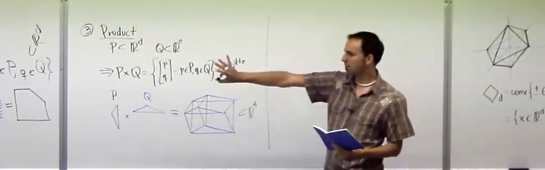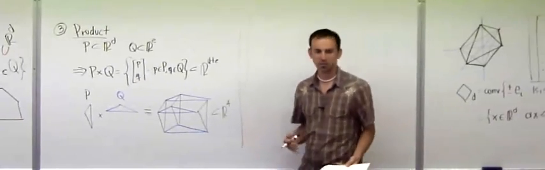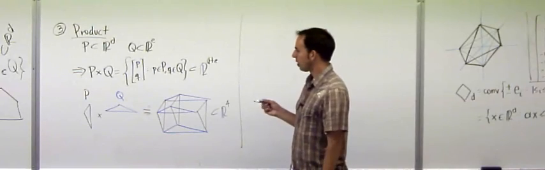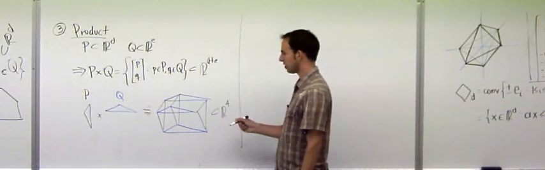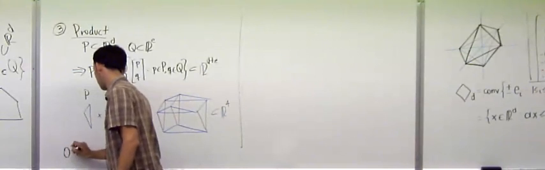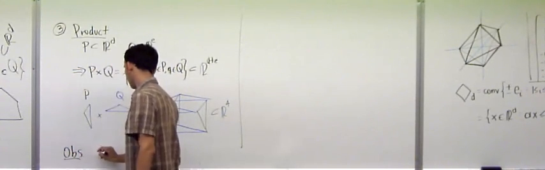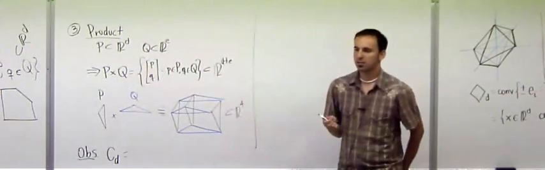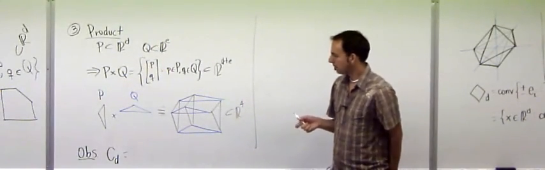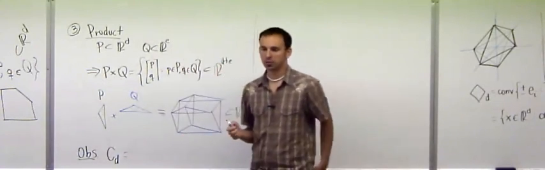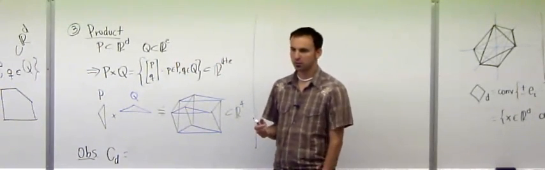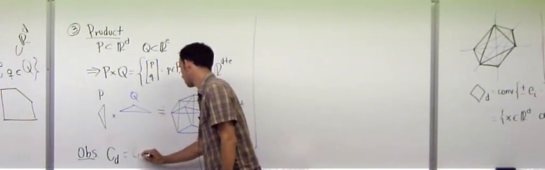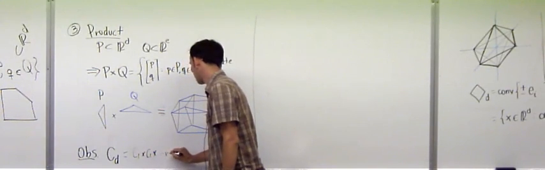Okay, so these are 3 constructions of polytopes, and this gives us ways of constructing some polytopes from other polytopes. One observation is that from this point of view, it's easy to describe the d-dimensional cube as just being a product of 1-dimensional cubes. This is just C1 times C1 times C1, d times.